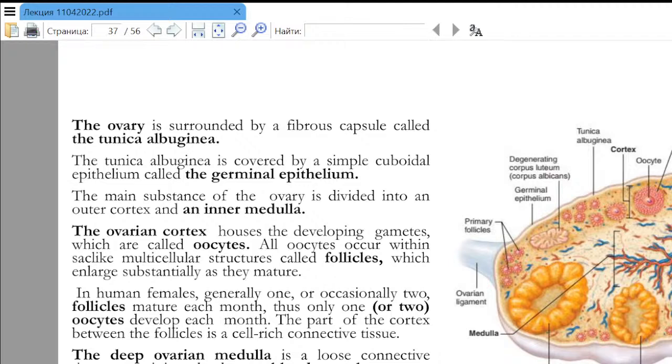The part of the cortex between follicles is a cell-rich connective tissue. The deep ovarian medulla is loose connective tissue containing the largest blood vessels, nerves, and lymphatic vessels of the ovary. These vessels enter the ovary through the hilum, a horizontal slit in the anterior ovarian surface where the mesovarium attaches.